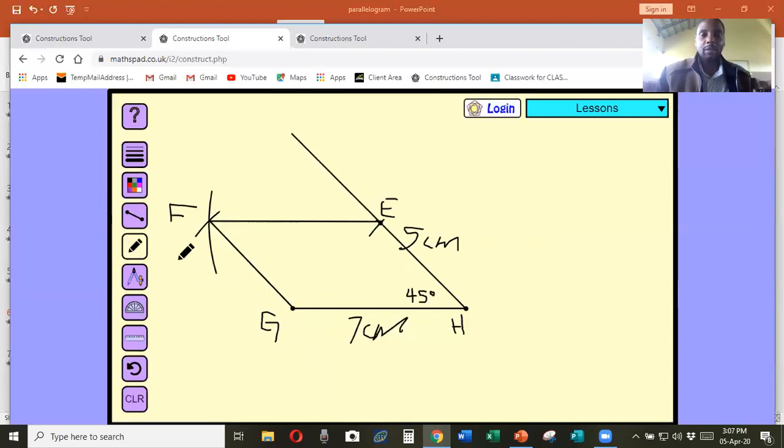I can follow another instruction. Now, after constructing this, I'm able to answer any question. If I want to draw the diagonals, I can now draw the diagonals. Then I'll be able to measure the diagonal and so on. So the basic part of the construction I'm through.